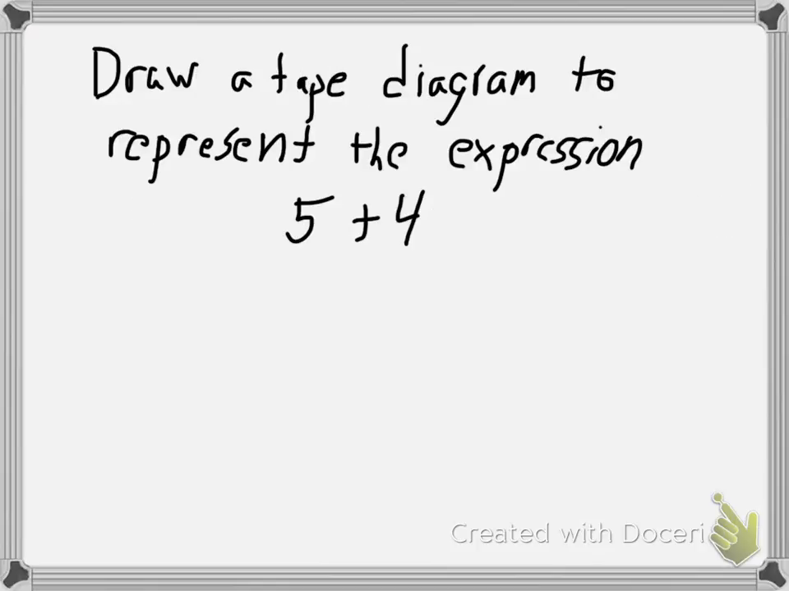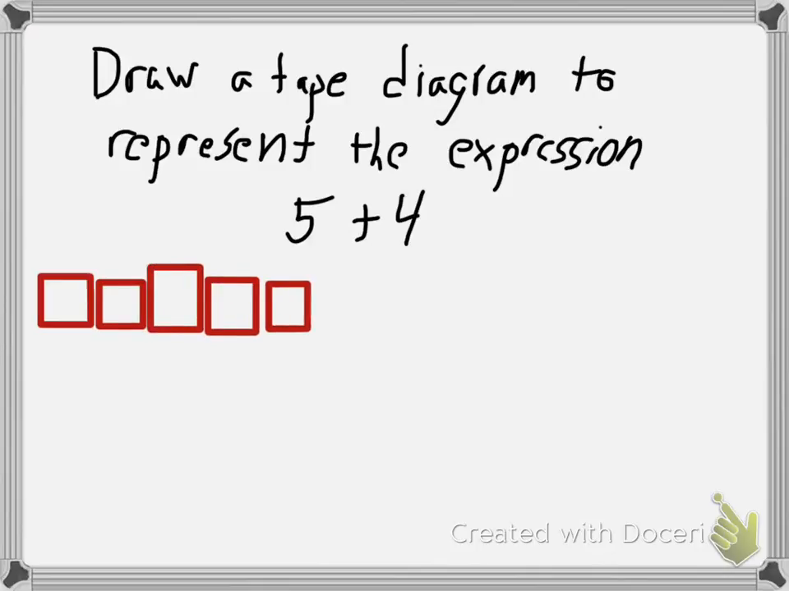So the first thing I want to do is draw a tape diagram to represent the expression 5 plus 4. So I have my expression 5 plus 4. I want to show that in a tape diagram. What I'm going to do is start with my 5, and I'm going to have 5 boxes. And I'm adding 4 to that, so I'm going to add 4 boxes.